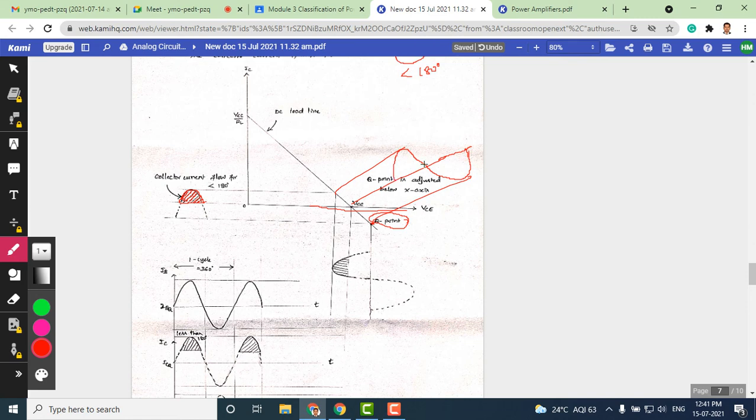For this complete half cycle we applied at the input, collector current flows for less than the half cycle, not even 180 degrees. It is less than 180 degrees. So collector current is flowing for less than 180 degrees.